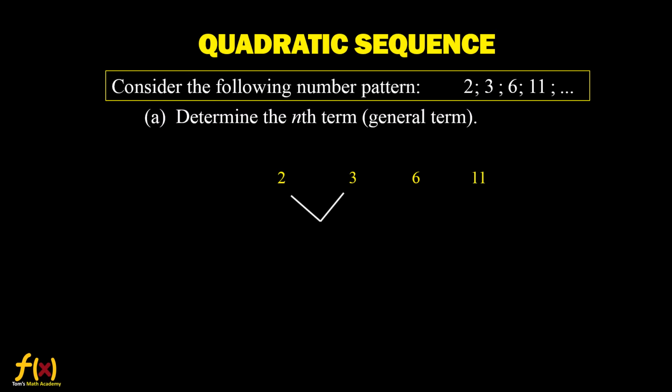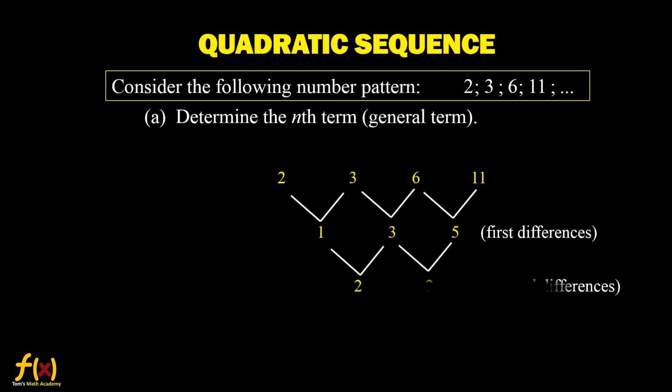T2 minus T1, or T3 minus T2, or T4 minus T3 will give you the first differences. Then we see that those numbers are not equal, they are all different. We continue. Again, we calculate the second differences. Look at the second differences. We find that they are equal. Once the second differences are equal, we realize that this number pattern is a quadratic pattern.